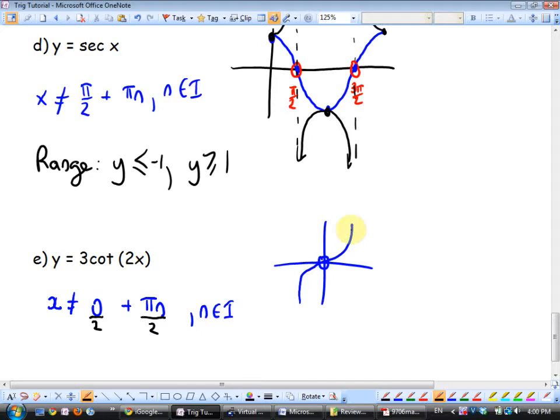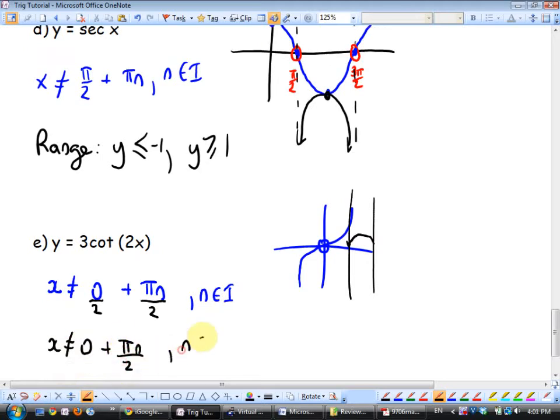So instead of your asymptote being here and then your next one over here, it would divide this one by 2. But what's 0 divided by 2? Still 0. But it would also move this one over to there, 1/2 as far away. In other words, they're not going to be as far apart. The domain, if I tidy it up, would be 0 plus multiples of pi over 2, where n is an integer.